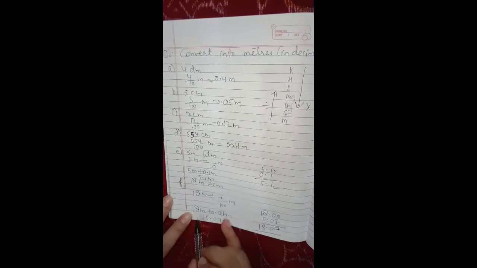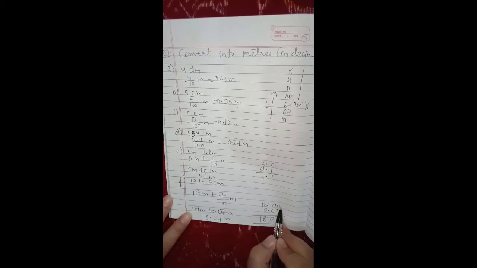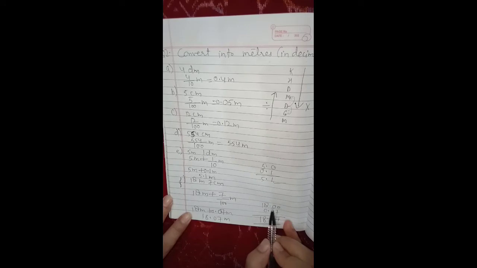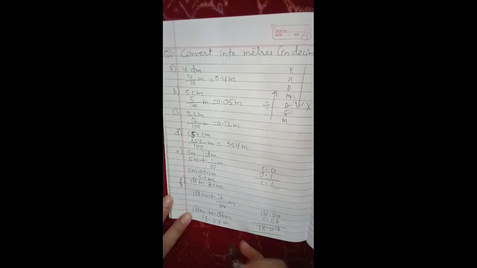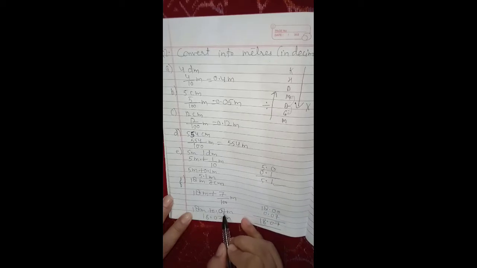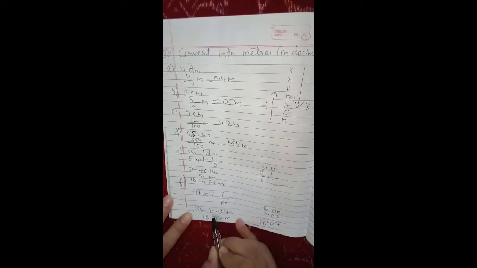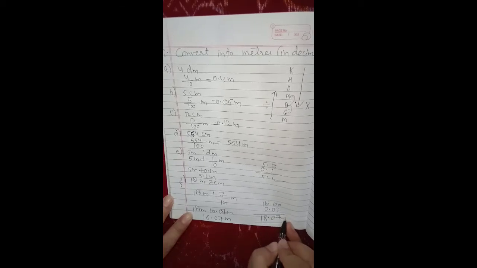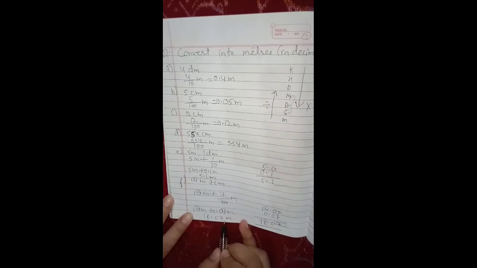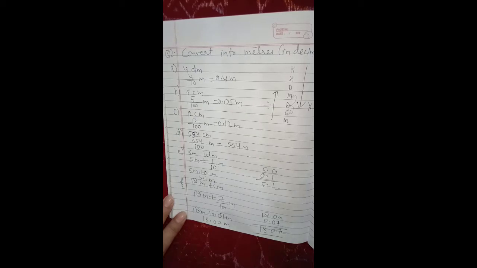Now you will add it. 18 meter means 18.0 or 18.00. It depends on the number of digits after decimal in the other number. So 0.07, write decimal. Before decimal it is 0, after decimal it is 0, and after 0 it is 7. This is how you need to write the decimals. Okay, and now you can add them. So 18.07 meter will be the answer.